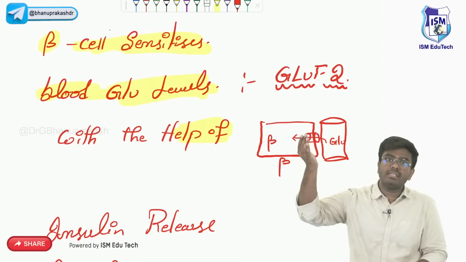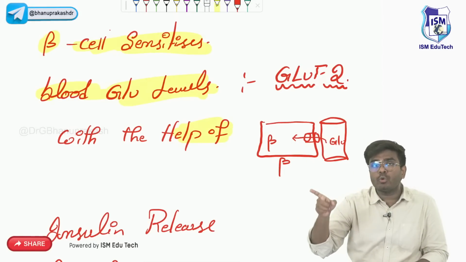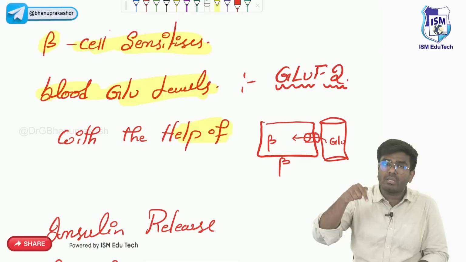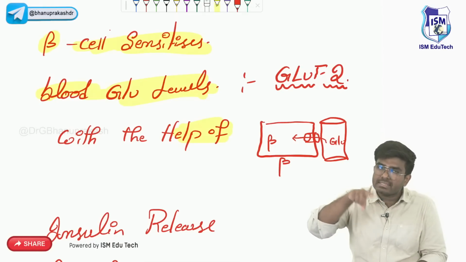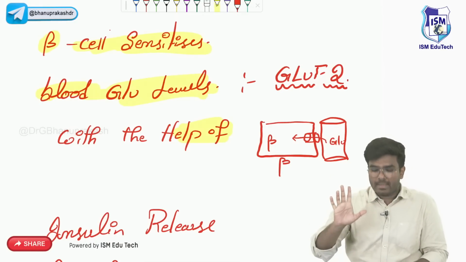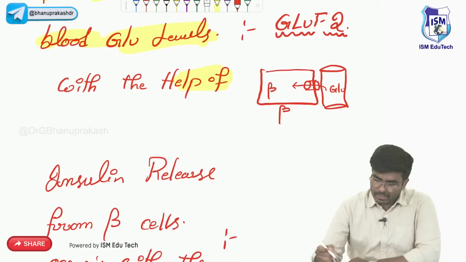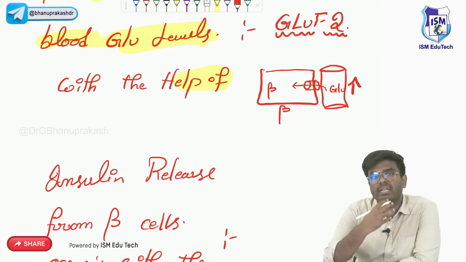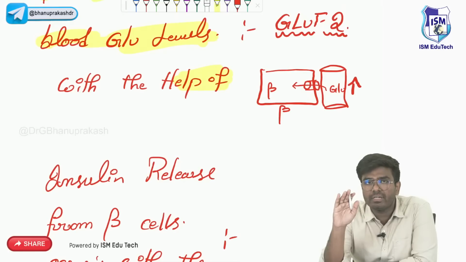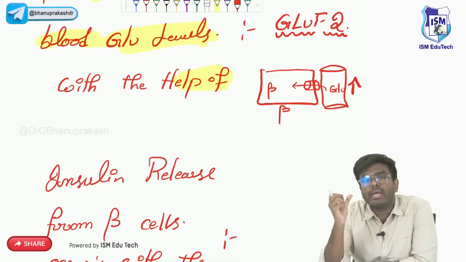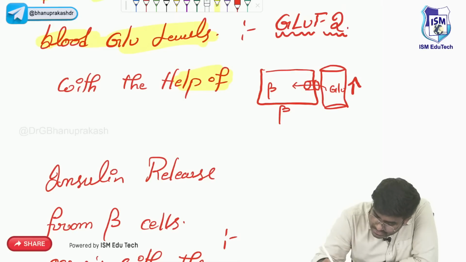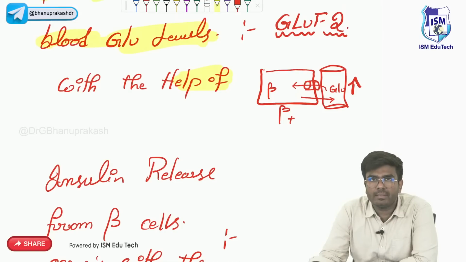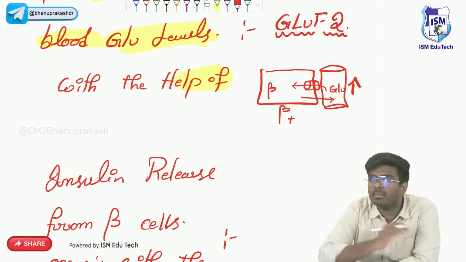If the blood glucose level increases, automatically via the GLUT2 channels, glucose is going to enter into the beta cells, and the beta cells will now release insulin. Now the next question: the blood glucose levels are elevated, no doubt. You have taken a heavy meal. Now this beta cell has to release the insulin into the blood. Why? Because insulin will decrease the blood glucose levels.